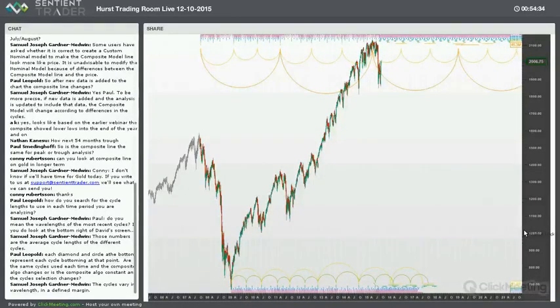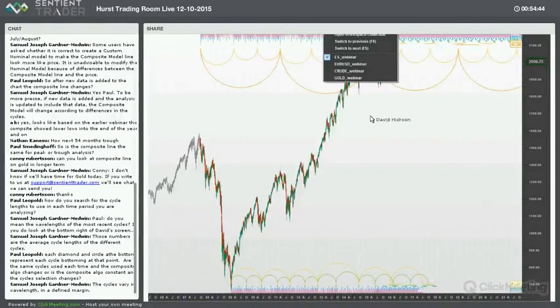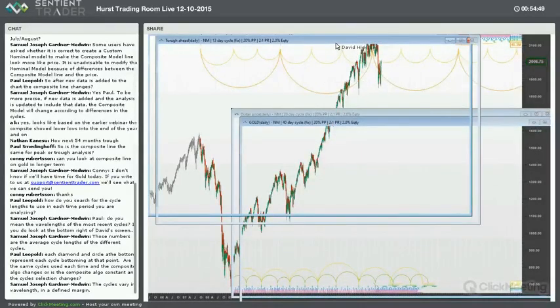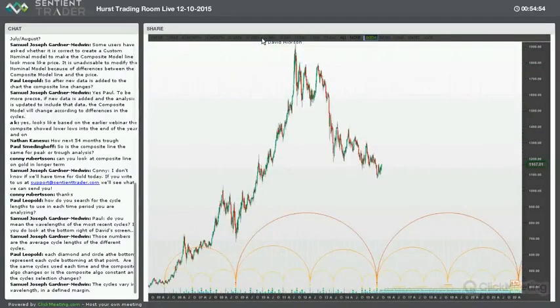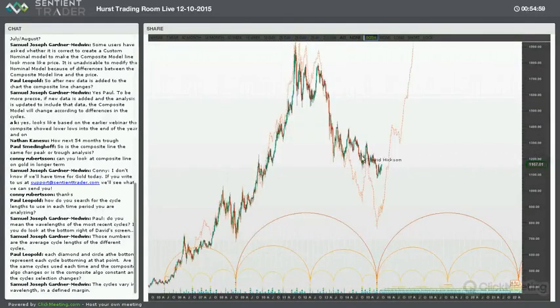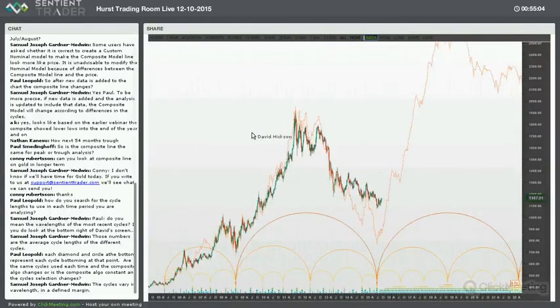Connie, can you look at composite line in gold in the longer term? Yes, Connie, we can do. I do have a workspace for gold. Didn't think we'd have much time to really speak about gold, but let's just see if I've got a composite model line here. There we go, Connie. That's the quick answer to that question. I should really spend a little more time explaining it, but that is the composite model line.